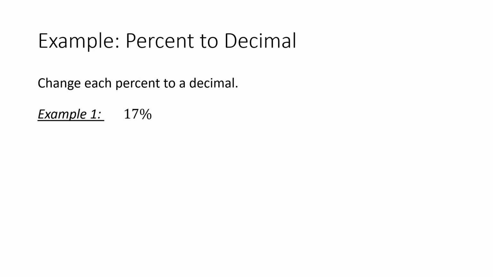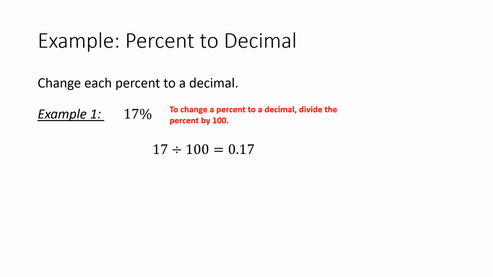Now I saved the best for last, changing a percent to a decimal. It's actually very easy. So let's look at example 1. We have 17%, and to change a percent to a decimal, we're going to divide that percent by 100. So we're going to take 17, divide by 100, and we're going to get 0.17 or 17 hundredths. And then in example 2, we have 186%. We're going to do the exact same thing and divide by 100, and that's going to give us a decimal of 1.86.